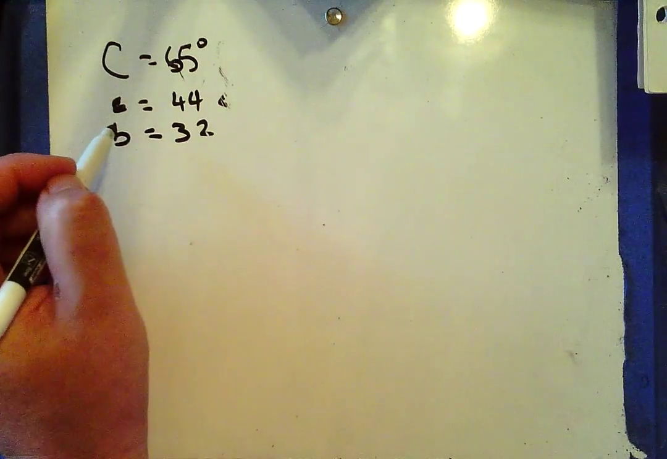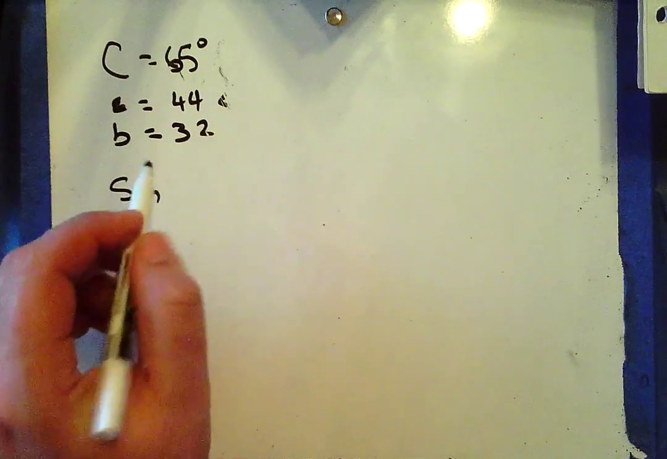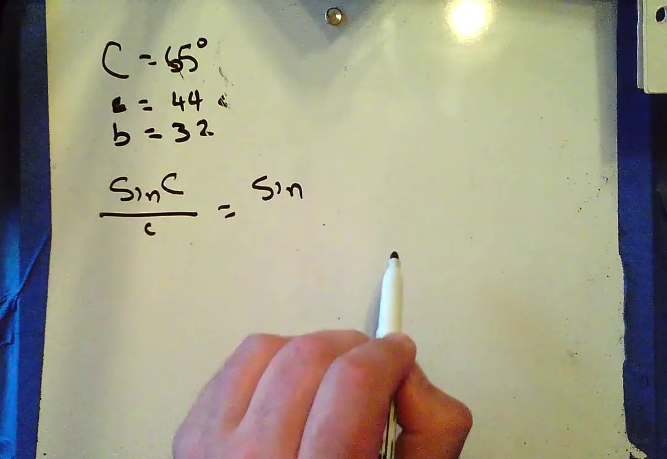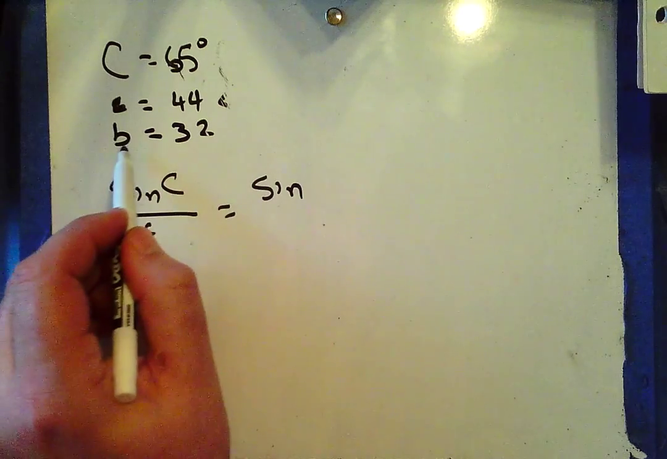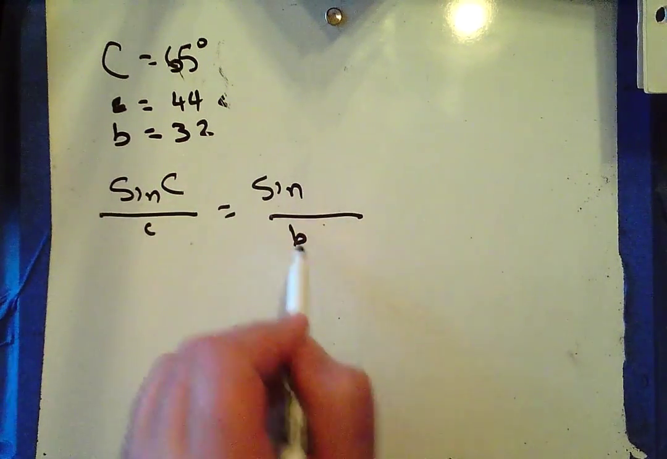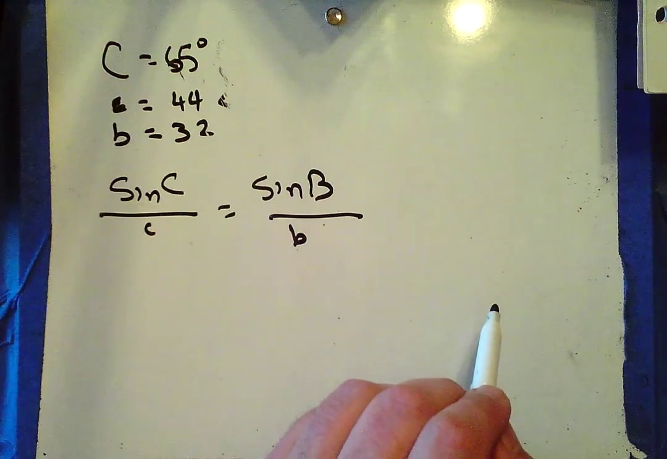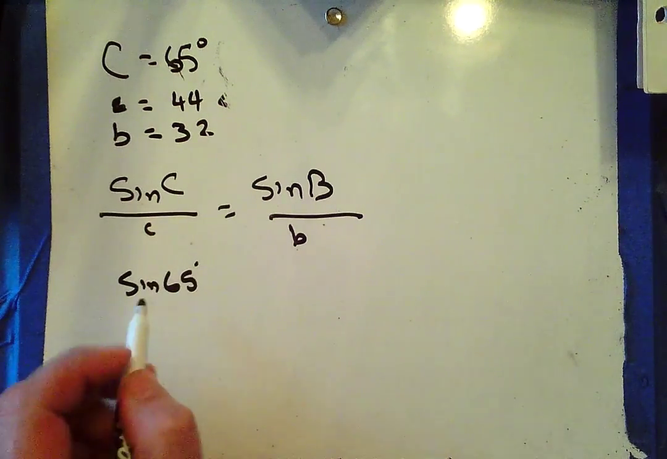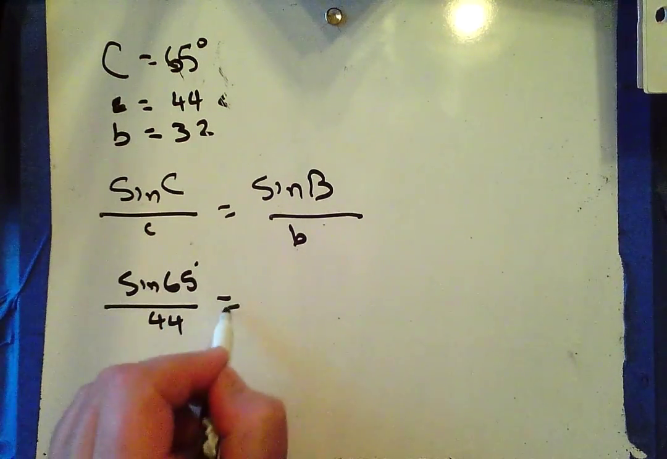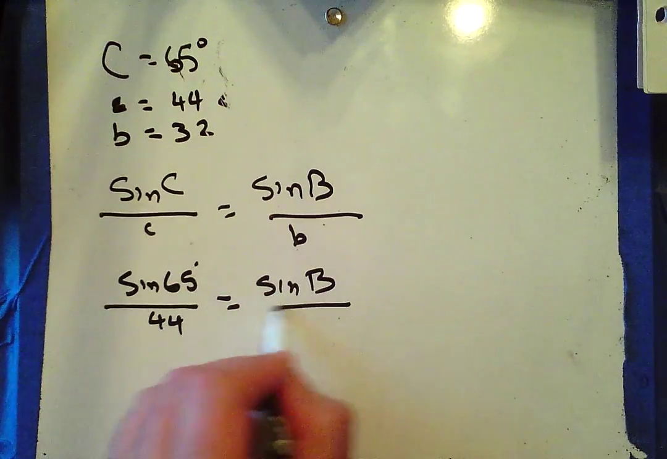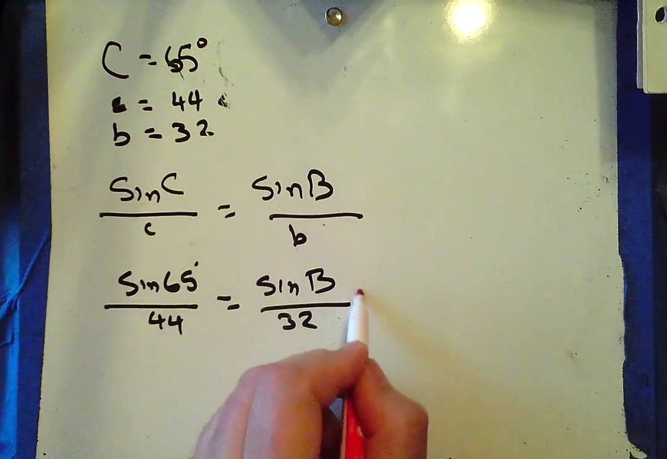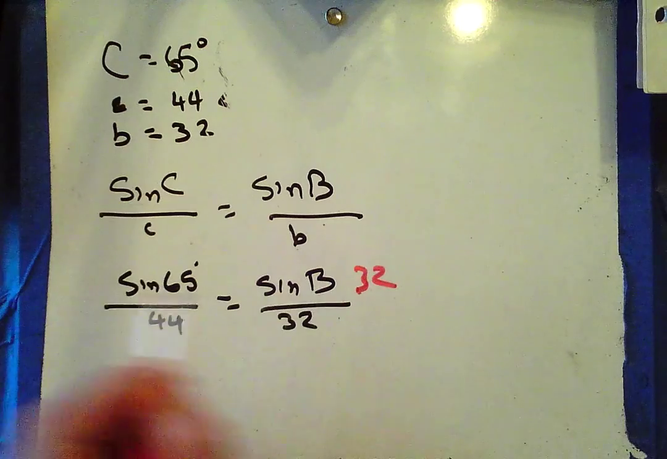So let's set up law of sines. It looks like I'm given the two sides and I'm looking for an angle. So I'm going to say that the sine of C over little c equals the sine of, now what letter should I use here? Should I use A? No, because I've been given little b. I want to use big B here. So let's plug in what we know. Sine of 65 degrees over 44 equals sine of big B over 32. So there's our setup. Now solving for B, we multiply both sides by 32.